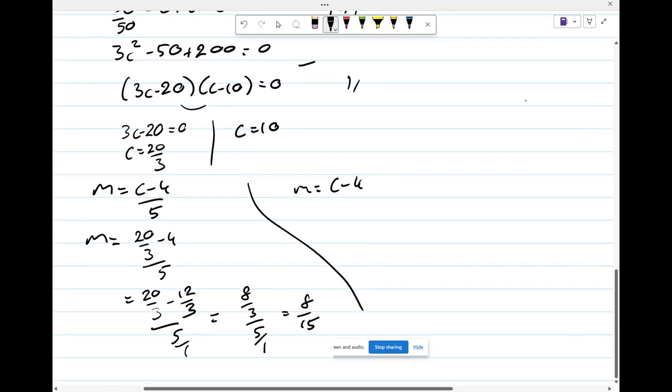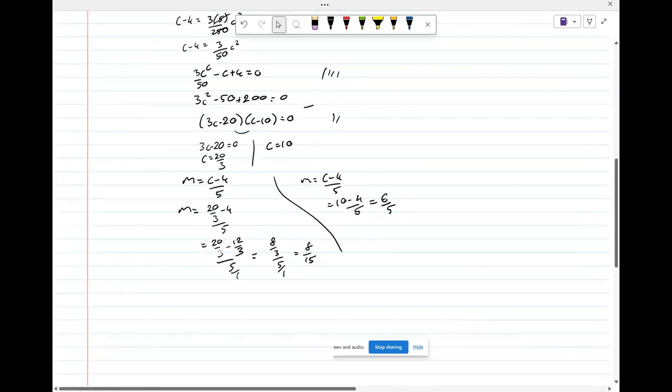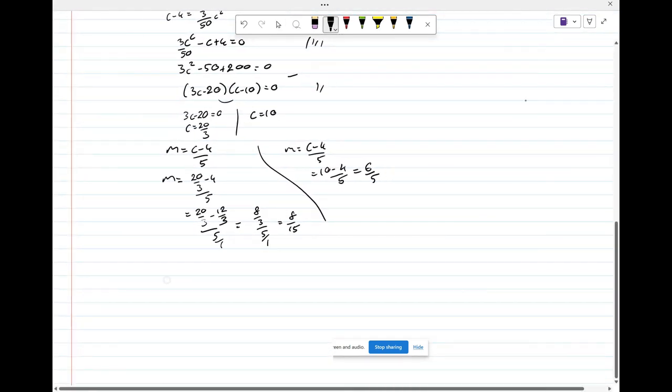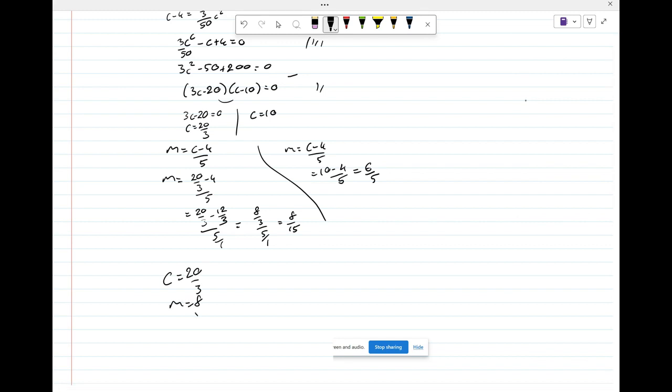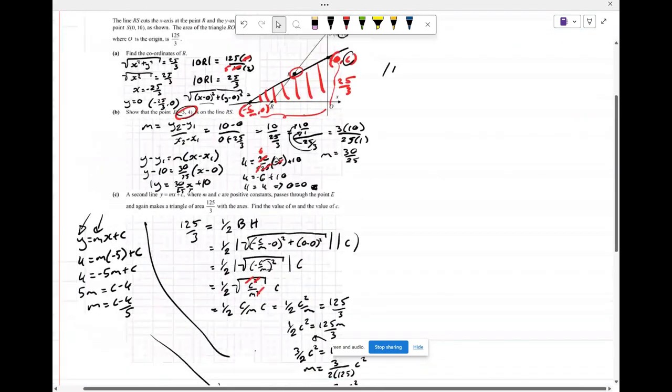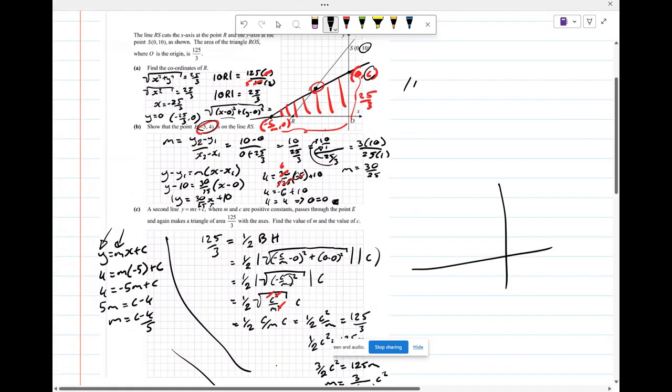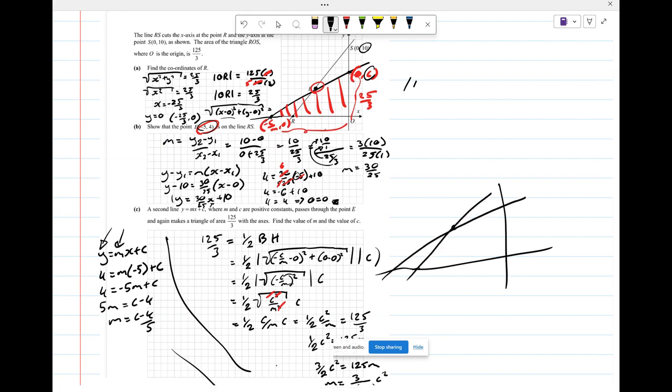Same up here, m is equal to c minus 4 over 5. So that's 10 minus 4 over 5. That's 6 over 5. So we have two values for c and m. If c is 20 over 3, then m is going to be 8 over 15. And when c is equal to 10, m is going to be 6 over 5. So it doesn't really matter which we choose. Basically what this is doing is, if this is our point E, the line is going to be steeper or not so steep, but the areas are still going to be the same.